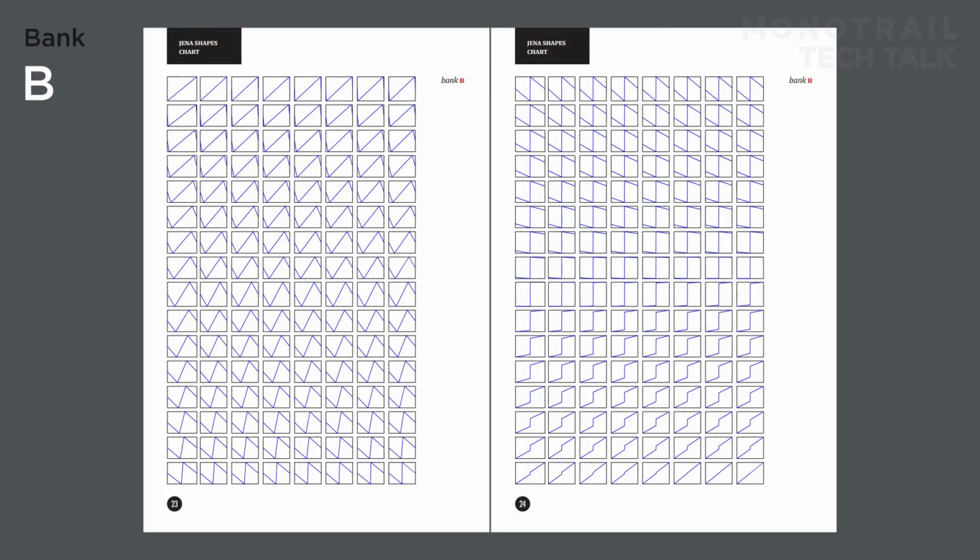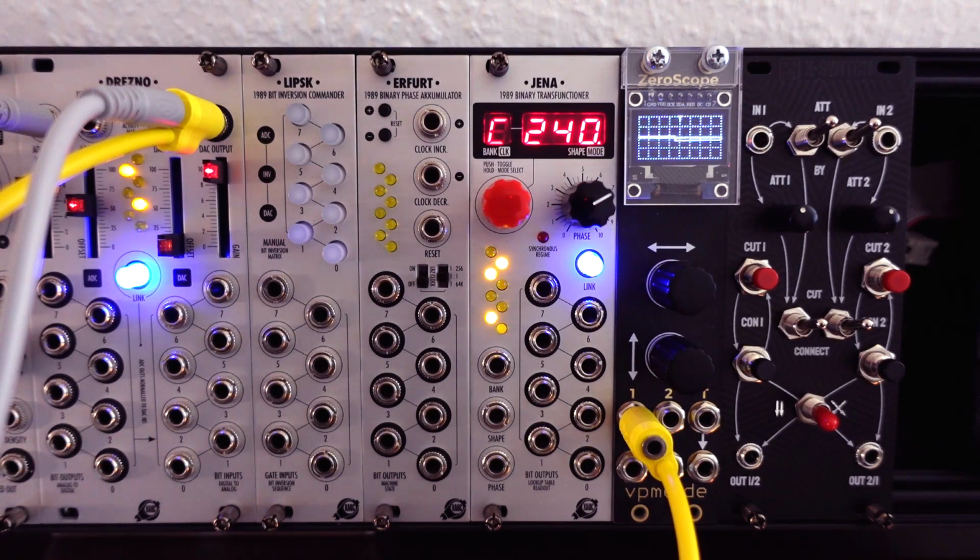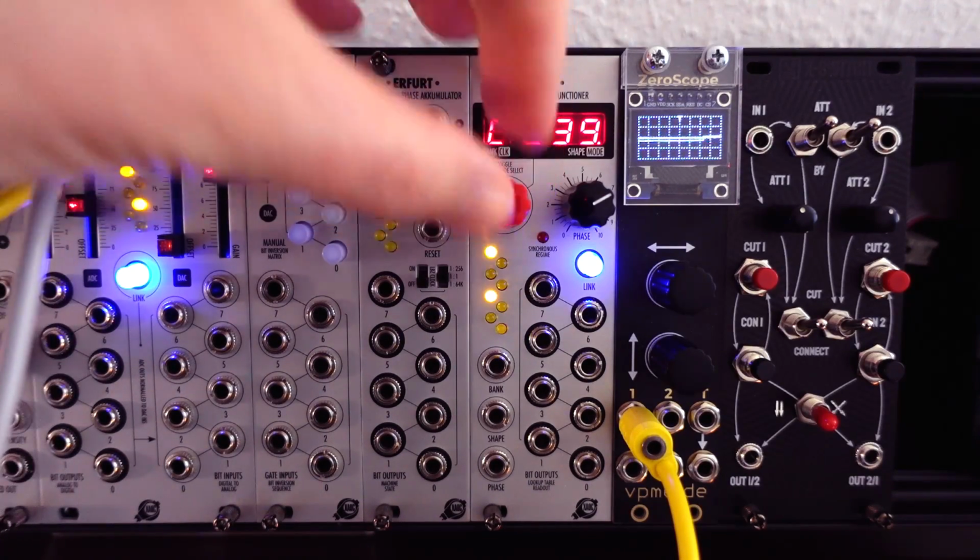Special banks can be used for all sorts of things, but are designed with more specific functions in mind. For example, bank C has more core shapes. This is great for CV shaping. Here I made a simple voice controlled with a keyboard, and the envelope is sent through Drezno and Jena. Here is the basic envelope. But now other shapes on Jena will result in morphed envelopes.